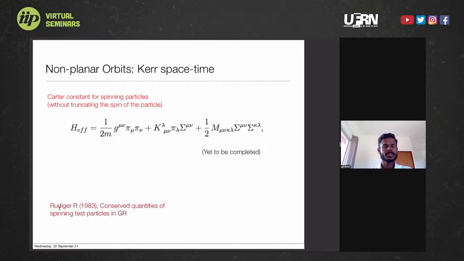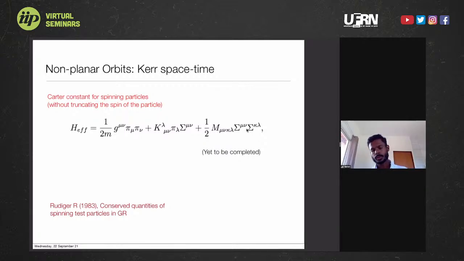Such a paper called The Conserved Quantities of Spinning Particles in General Relativity. He gave it for the first order in spin, particularly for the Mathisson-Papapetrou formalism, whereas I am interested in complete spin in our own formalism. So that's the reason I have not solved the non-planar orbits in Kerr spacetime yet. Before that, I need to solve this problem first to understand the non-planar orbits.